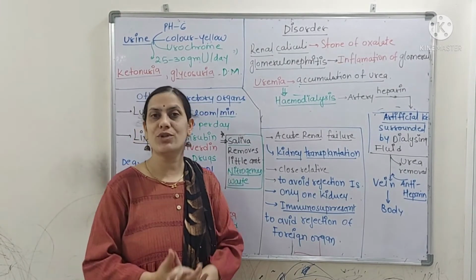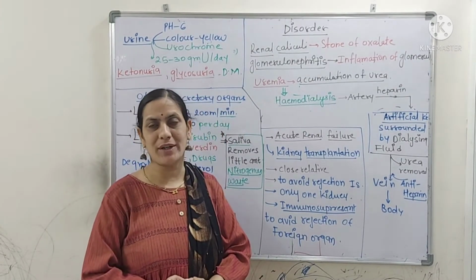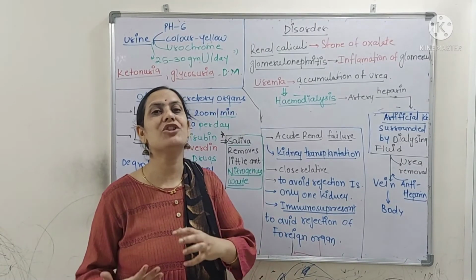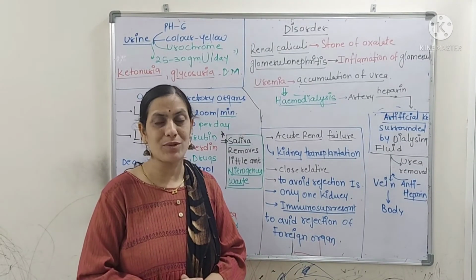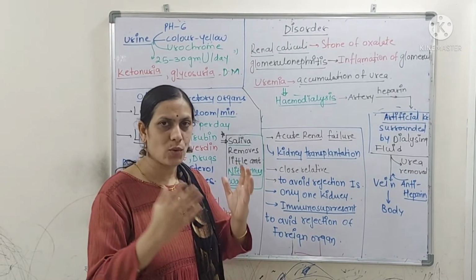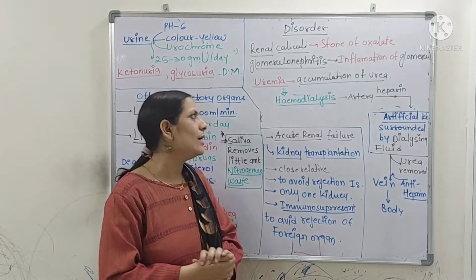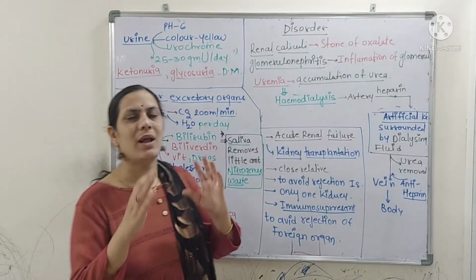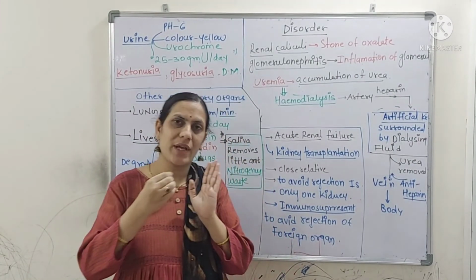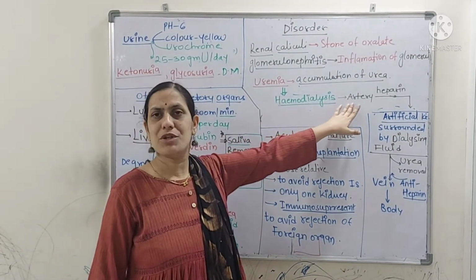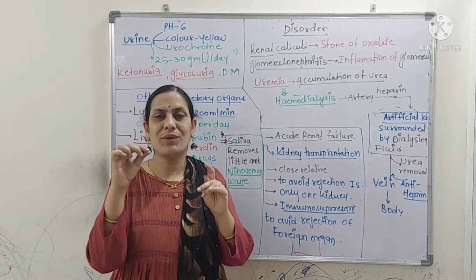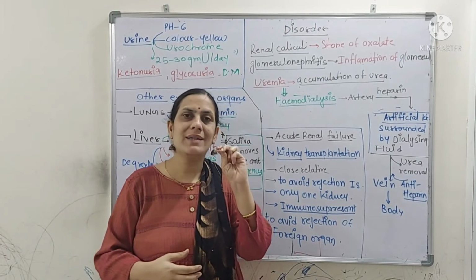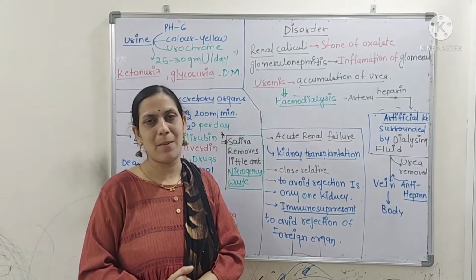So there is a need to remove that excess of urea from the body by using some artificial methods. You could call it artificial kidney, or you could call that process dialysis. So what is there in dialysis? We will check. In dialysis, first of all, blood is taken out from a convenient artery, and whatever blood is taken out is added with an anticoagulant, that is heparin.